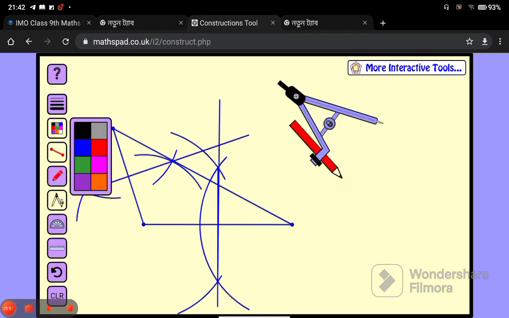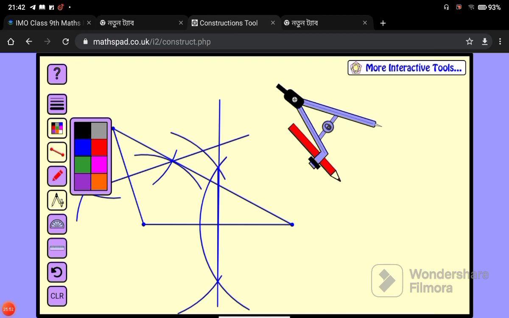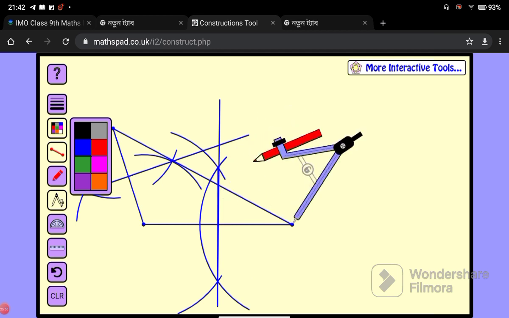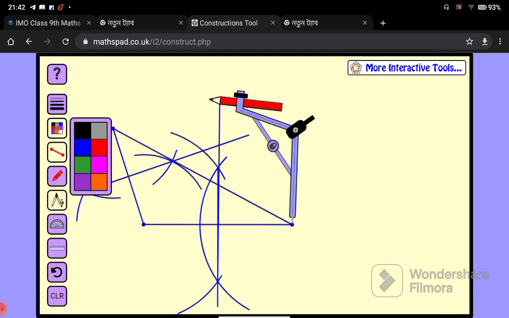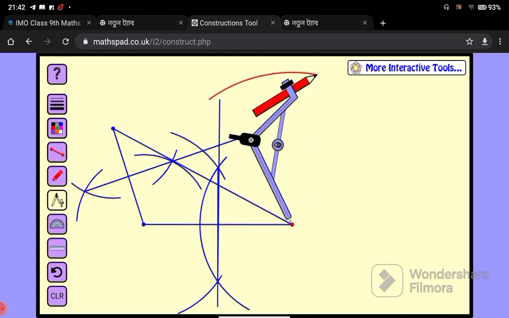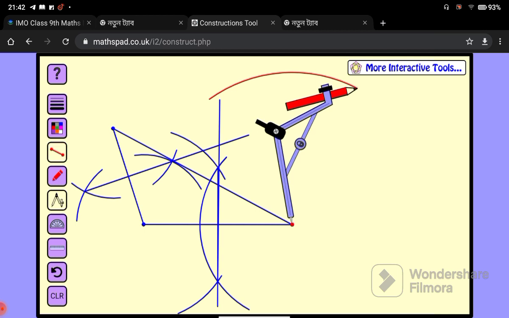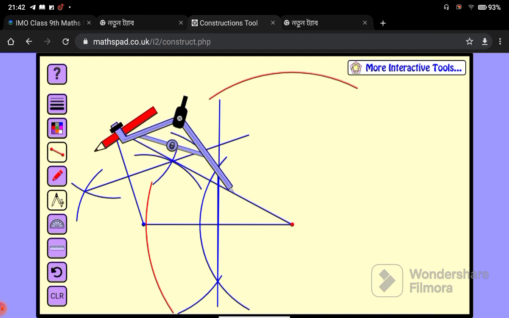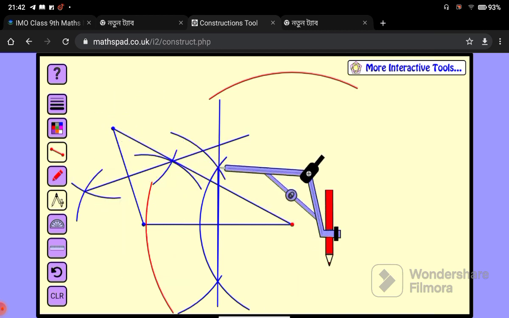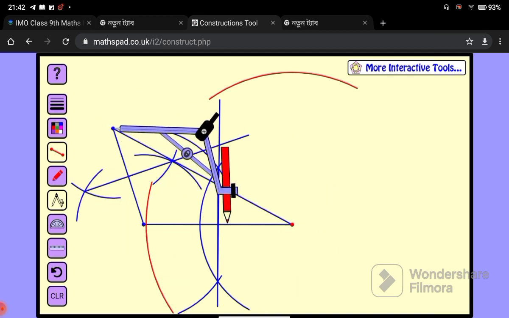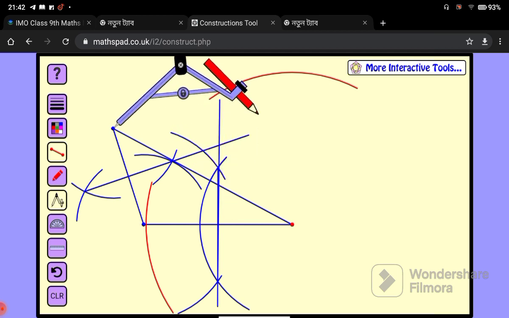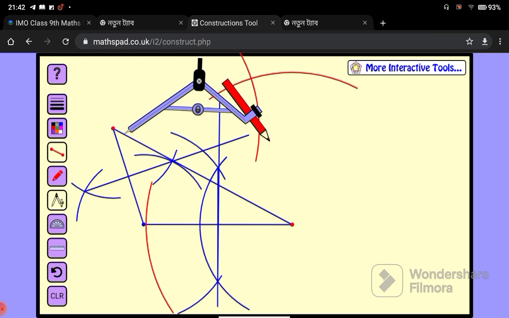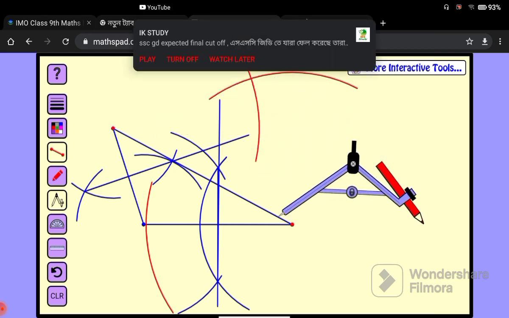I'm just pausing the video. For the third one, we will draw a perpendicular bisector. You have to take more than half of it. Okay, then you have to draw here, and another is here, this side, and put it here and draw. Red color I am using. Okay, another from here also.